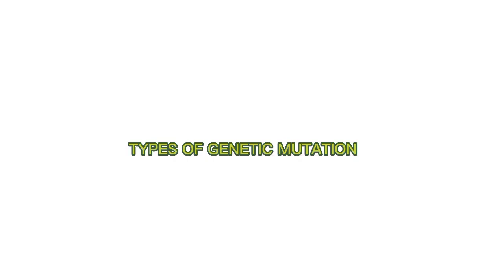Depending on when and where a gene mutation occurs, there are two types of gene mutation. The two types of gene mutation are germline mutation and somatic mutation. The germline mutation is a change in the gene that occurs in a parent's reproductive cells, that is the egg or sperm cells, that affects the genetic makeup of that child.